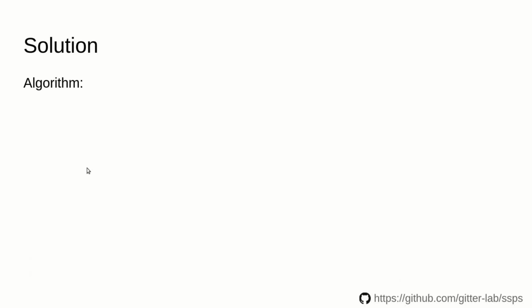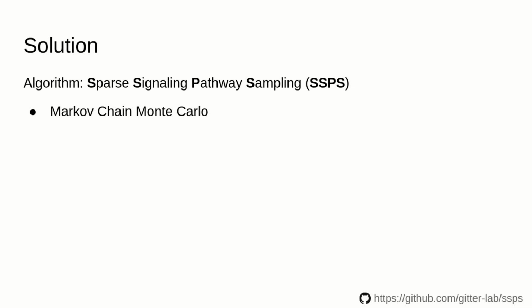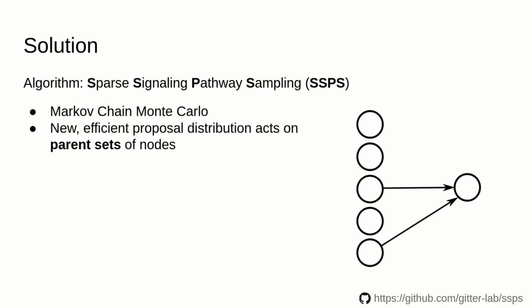So we have this posterior. Now we need a way to use it to compute probabilities. We need an algorithm. So we designed this method called sparse signaling pathway sampling, or SSPS for short. SSPS is a Markov chain Monte Carlo method. That is, it uses MCMC to sample from that posterior distribution. In other words, it goes for a random walk through the space of directed graphs. And that random walk is governed by a particular proposal distribution, which proposes moves through the space.